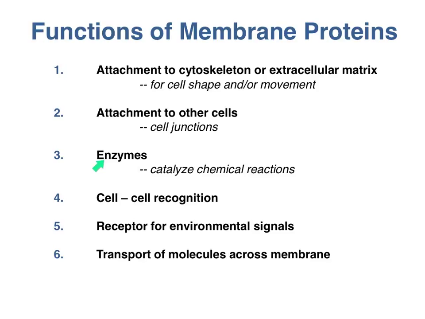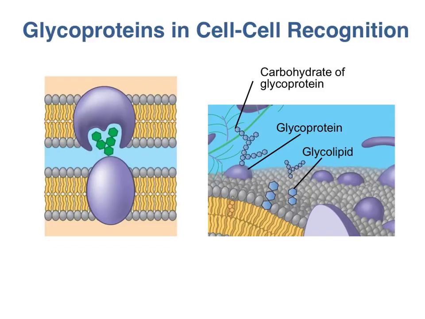Proteins at the plasma membrane can also act as enzymes. Remember that enzymes are proteins that catalyze chemical reactions, that speed them up. Plasma membrane proteins are also involved in cell-cell recognition, particularly glycoproteins. And remember that the term glycoprotein just means that you have a protein with a little carbohydrate tag attached to it. These glycoproteins often serve as cellular ID tags. They allow specific types of cells to recognize each other and interact.